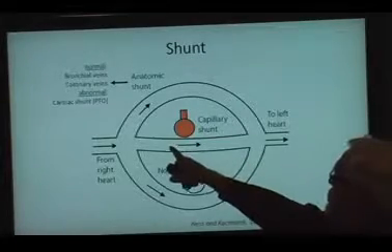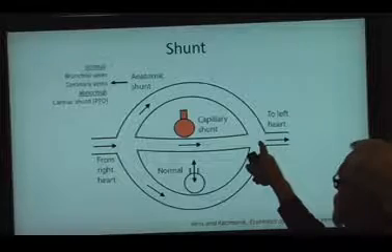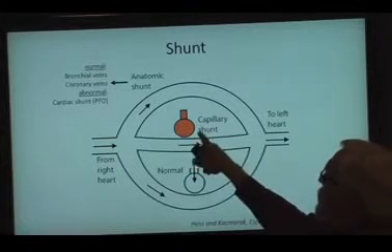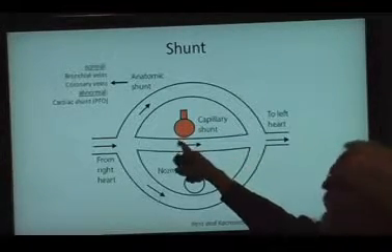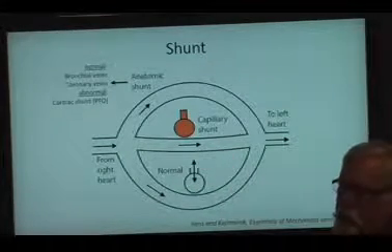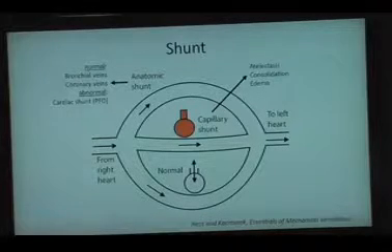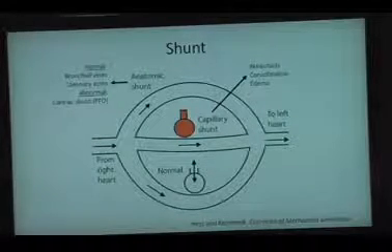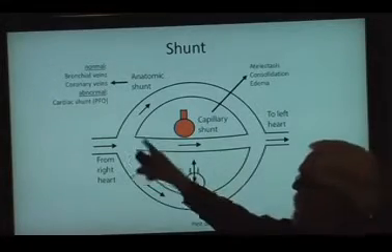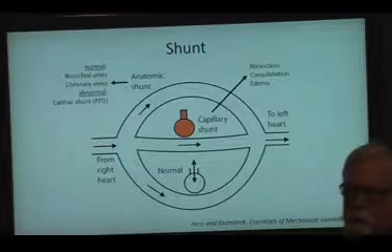Capillary shunt occurs if blood flows from the right side of the heart to the left side of the heart, but the alveoli that it passes by are not functioning. There's no ventilation within this alveolus. So that might occur with atelectasis and consolidation and pulmonary edema, where there's blood that goes past alveoli that are not being ventilated, blood flow without ventilation.